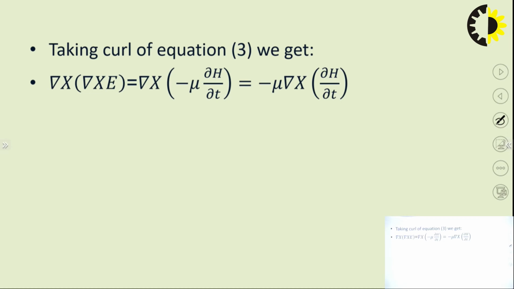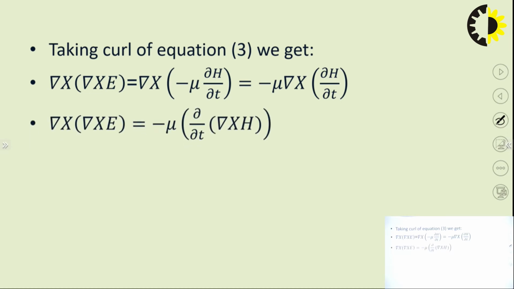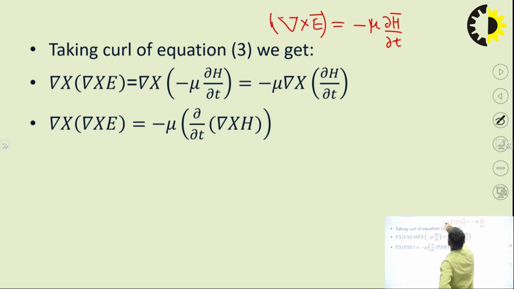So, taking curl of equation 3. What we are doing, this equation 3 is minus mu del H by del T. So, we are taking curl of both sides. So, taking cross product with curl.